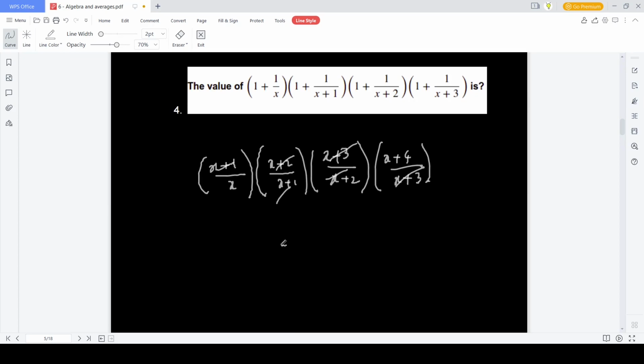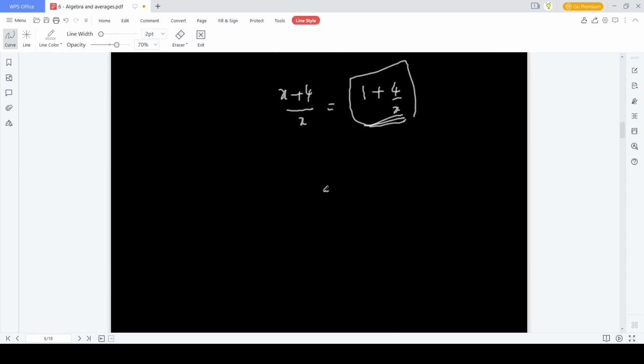Okay. So you can write that as x plus 4 by x, which is nothing but, if you take x to both the parts of the numerator, you will get it as 1 plus 4 by x. This is the answer. Fine. Next question.